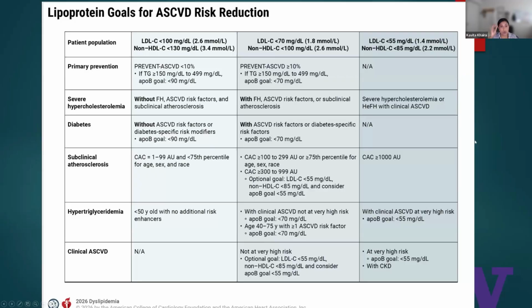Like I said, if I were to pick one table in the guidelines, this is what I would say. Again, I don't think these targets will be on the next board review, but this is for practical knowledge and understanding.